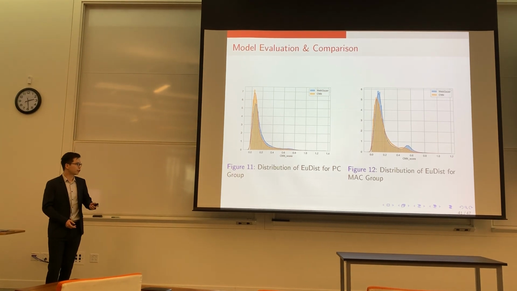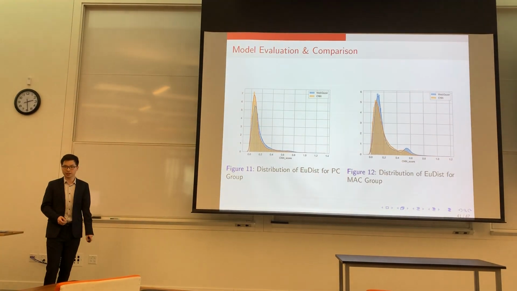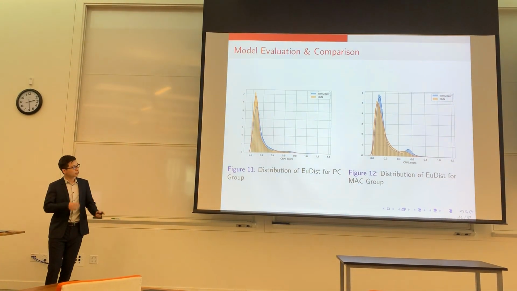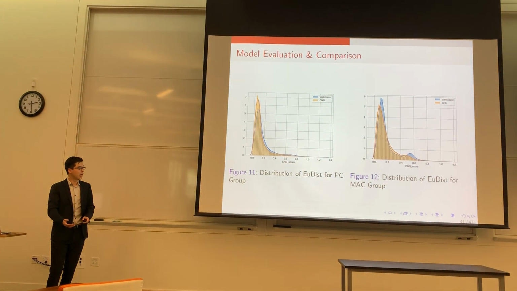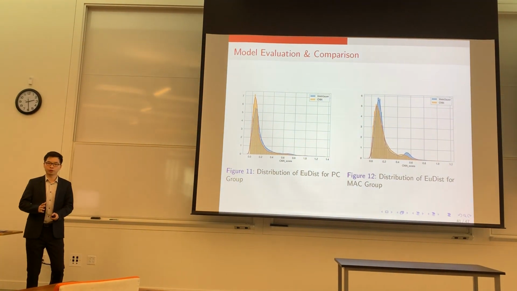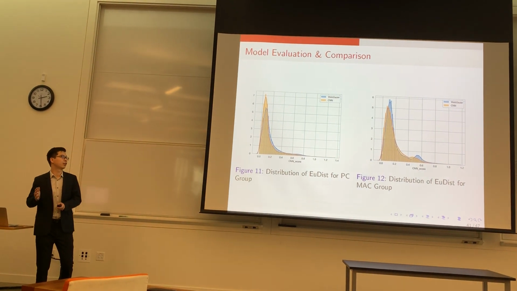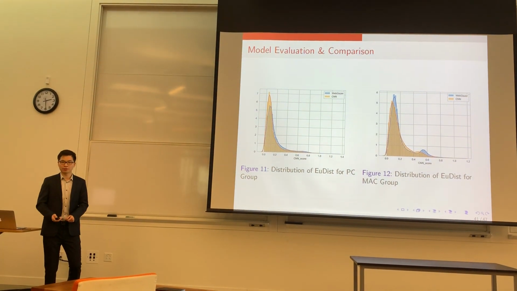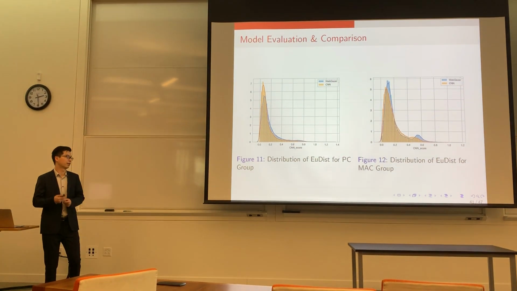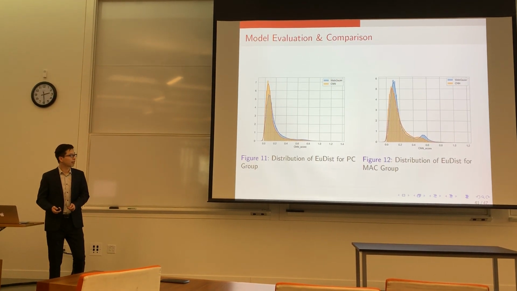And here's a distribution of the average Euclidean distance for both of the groups. As you can see from this distribution, the CNN models' distributions are significantly closer to 0 than the distribution of WebGazer. And that means my model is performing better than WebGazer.